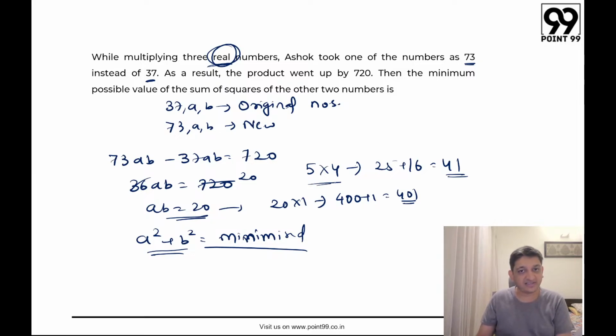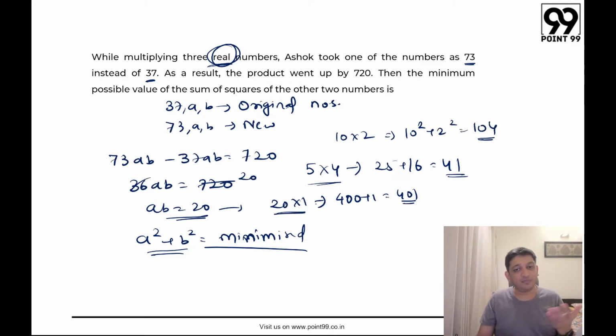So this is fine. Again, let's look at an intermediate one, 10 into 2. With 10 into 2, I would get 10 square plus 2 square, which is 104. So you can see that as we go from the extremes to the middle, the value of the sum of the squares keeps on reducing, right? So what should we do? We have to bring those two numbers as close as possible. What are two numbers that are as close as possible and whose product is 20? Root 20 and root 20.